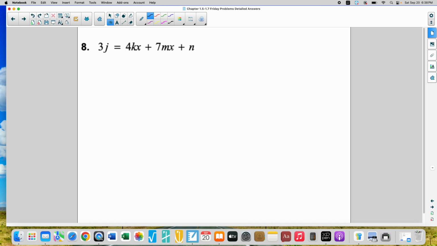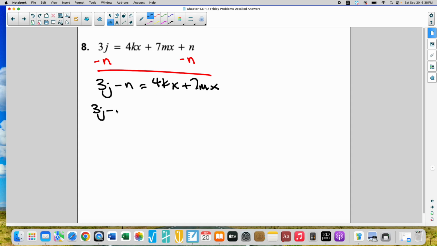Oh my goodness. All right. So let's isolate my x's first. Let's get rid of this n. Let's move the n to the other side. 3j minus n equals 4kx plus 7mx. Now they both have an x, so I'm going to factor out that x.